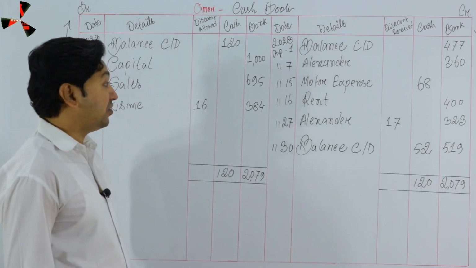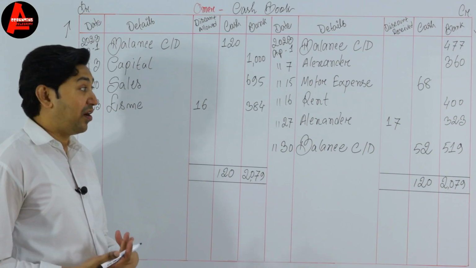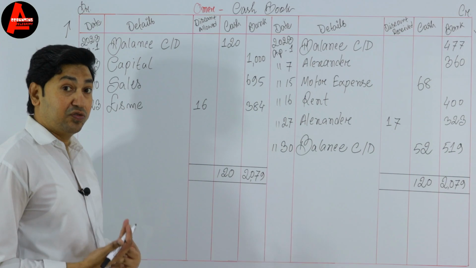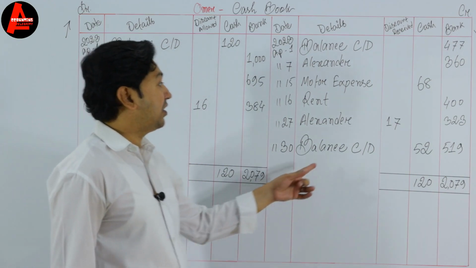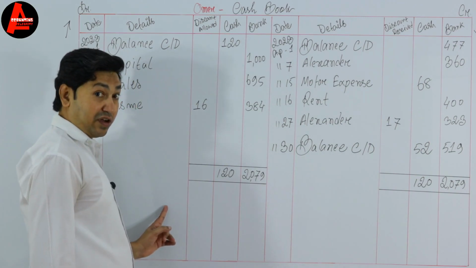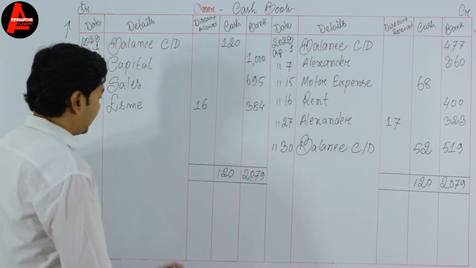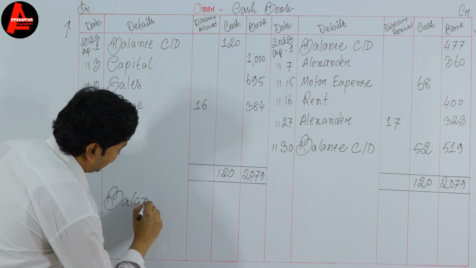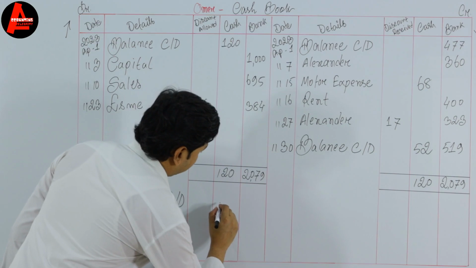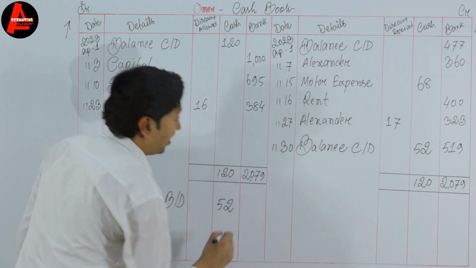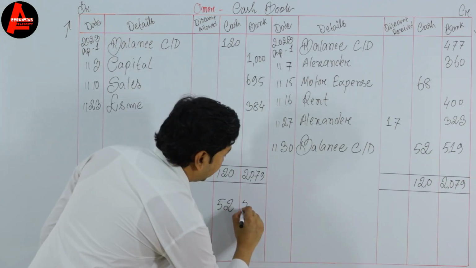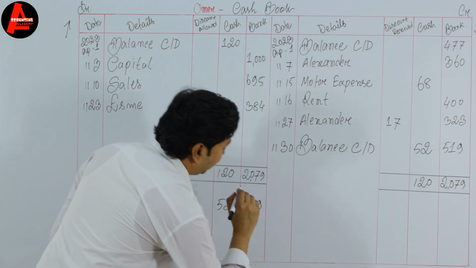So now what to do? Now we have to bring down the balance on 1st April 2023, okay? So here we carry down on the credit side, we will bring down on the opposite side, on the debit side, okay? So let us write here balance BD, okay? Balance brought down. Here the cash column is $52, the cash balance, and here on the bank our balance is 519. We will write here 519, okay?